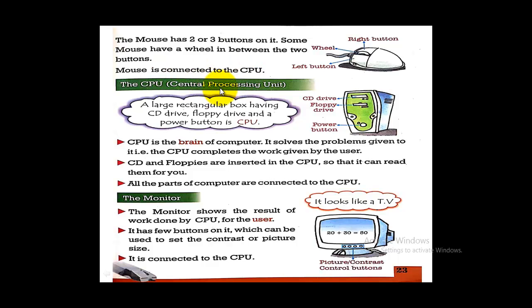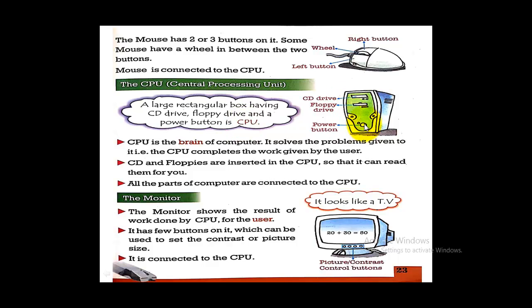Now here comes the next topic, that is the next part of the computer, that is the CPU, central processing unit. Okay, this is known as the brain of the computer, as I told you in the last class also. Now a large rectangular box having CD drive, floppy drive and a power button is CPU. Now a large rectangular shaped box having CD drive or maybe DVD drive, floppy drive. See, nowadays floppy drive is not used. Instead of floppy drive, USB drive is used, and a power button.